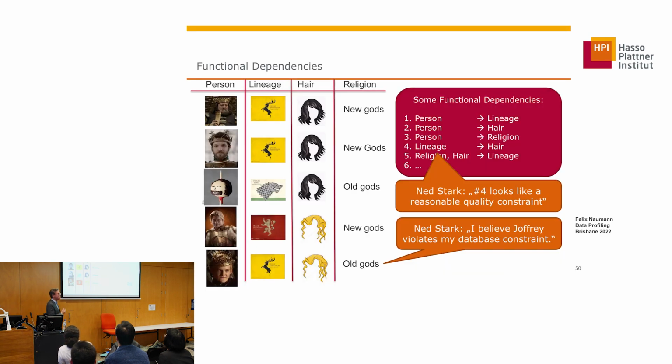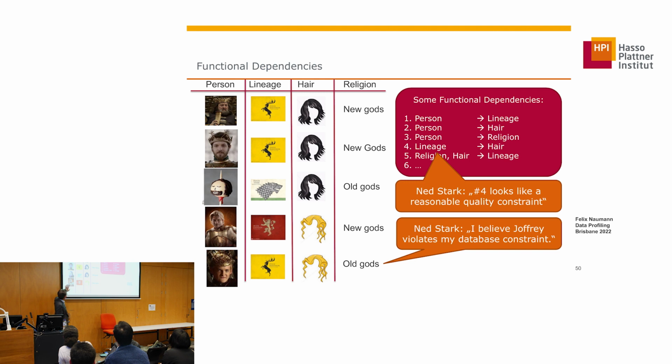So this is a database of persons living in Westeros, right? So you have the person, all the guys. They have a lineage or a house, with their family in essence. They have a hair color, they have a religion, and they have all sorts of other attributes that I'm not showing here. Okay? So if you go about looking for functional dependencies, you could find these.